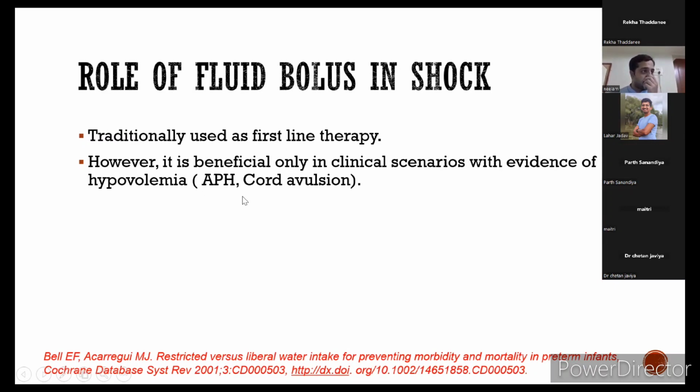So in antepartum hemorrhage, the blood loss which happens is actually a fetal blood loss. Second is when there is cord avulsion, or maybe a cord prolapse with cord compression. So in those scenarios, the blood supply from the placenta to the fetus is compromised, and because of that, there is hypovolemia. Okay, so that is why I used to scold the residents. Okay, I want a proper history, because until and unless you know the history, your management will not go proper. So if you have a history of something like an antepartum hemorrhage, or a cord avulsion or cord compression, in that case, you may go for a fluid bolus.